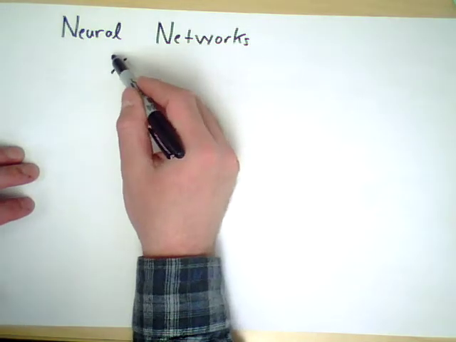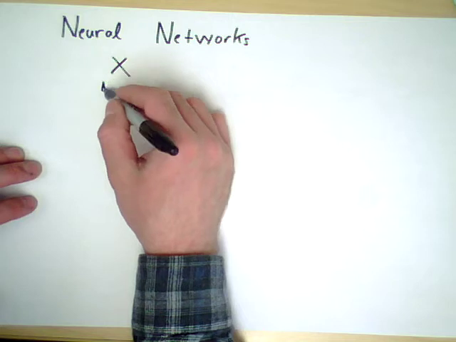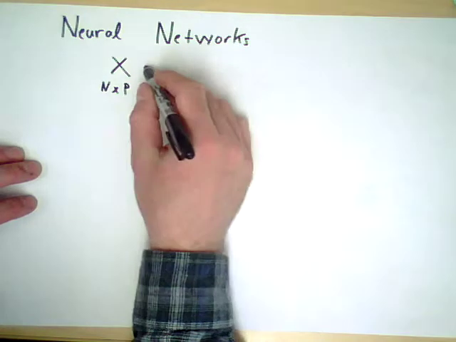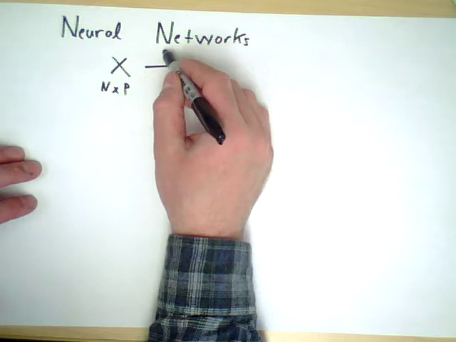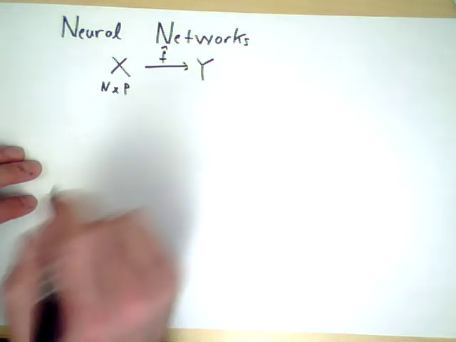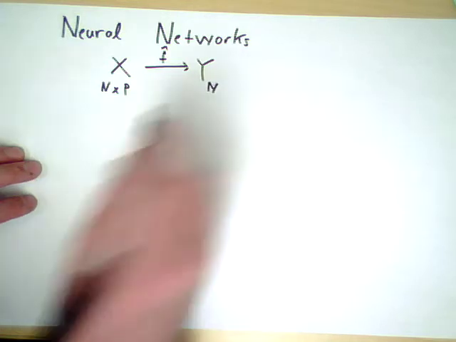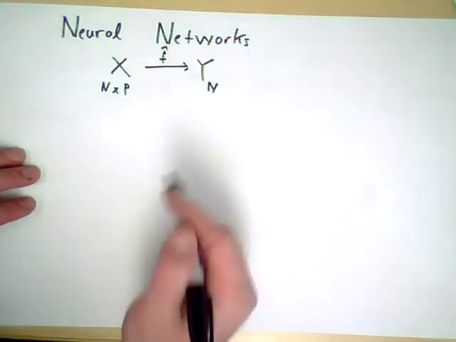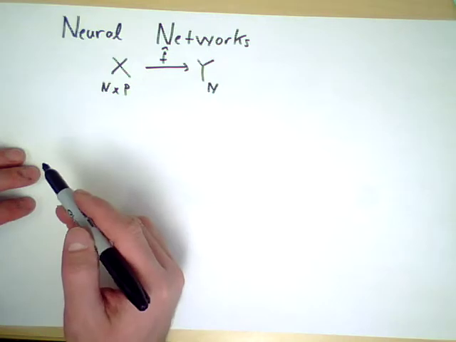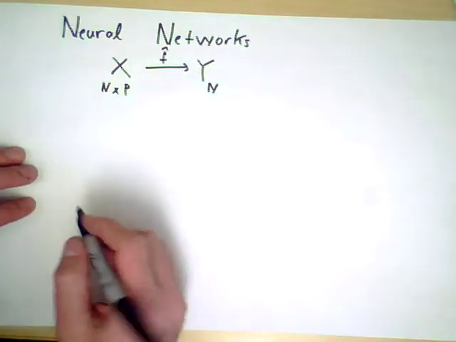Suppose, as always, that we have predictors x, and let's say we have n entries in p different predictor variables, and we want to produce a regression, let's call it f hat, that does a good job of predicting the response variable y, and there are n of those. So we're looking for a function y equals f hat of x, and the idea of a neural network is to break this up into two steps through composition.